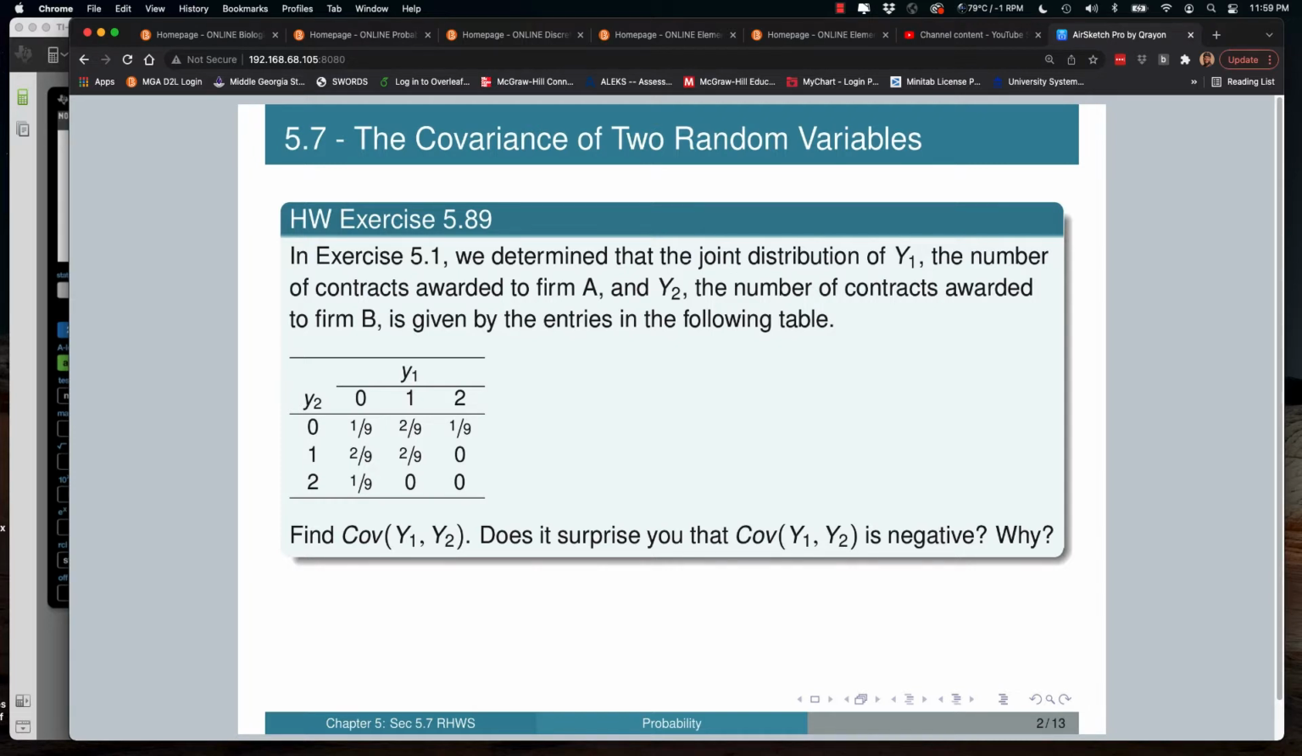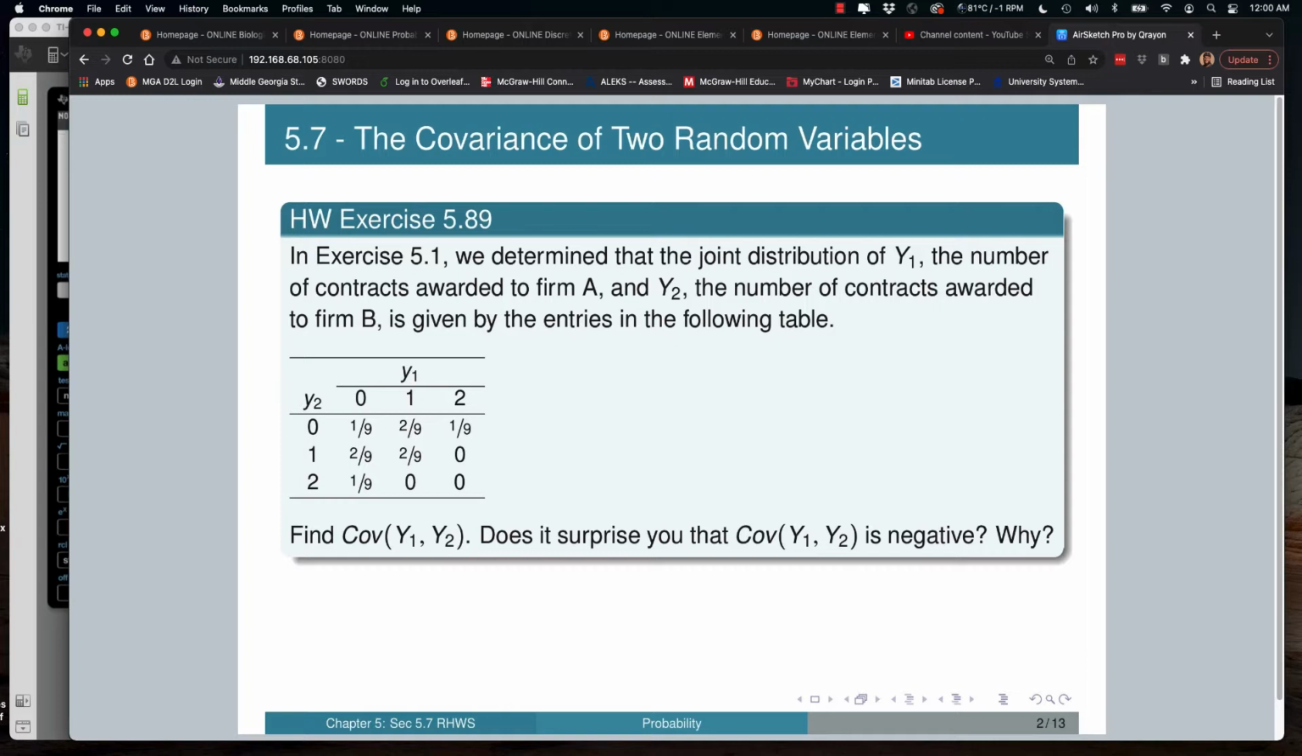It says that in exercise 5.1, which we've done in the past, we determined that the joint distribution of y sub 1, the number of contracts awarded to firm A, and y sub 2, the number of contracts awarded to firm B, is given by the entries in the following table. So we've seen this table before. Matter of fact, we defined it back in chapter 5.2. It says find the covariance of y sub 1 and y sub 2.